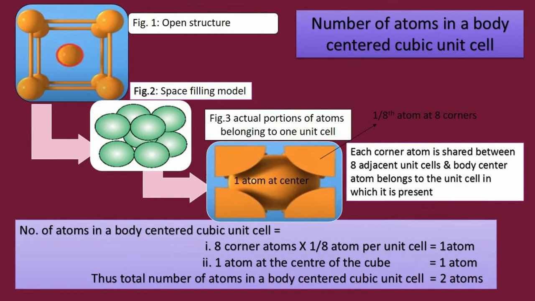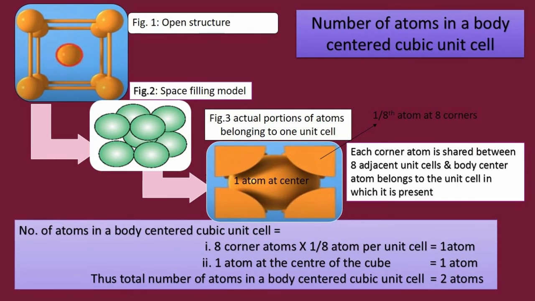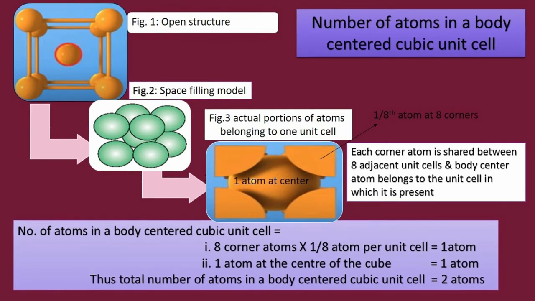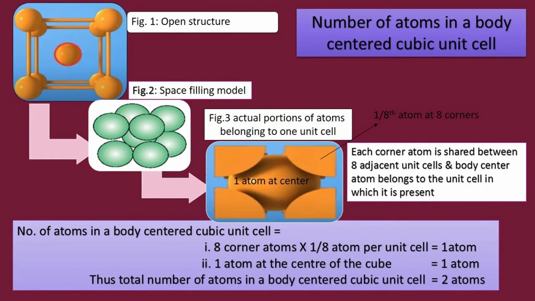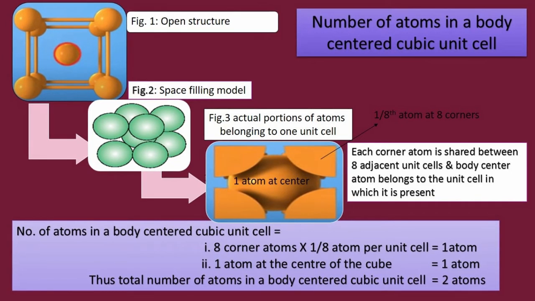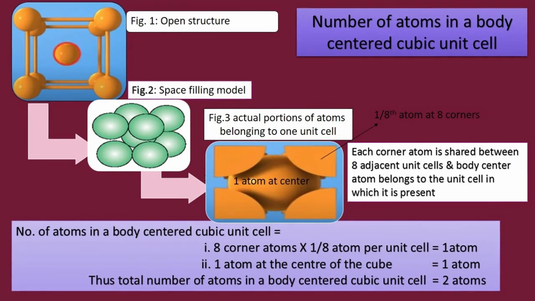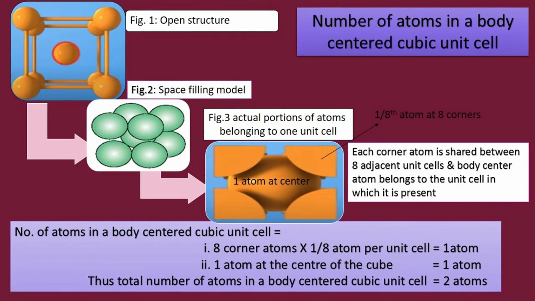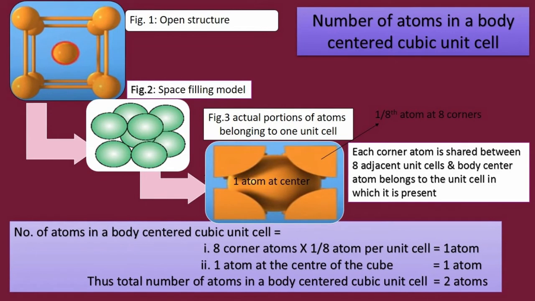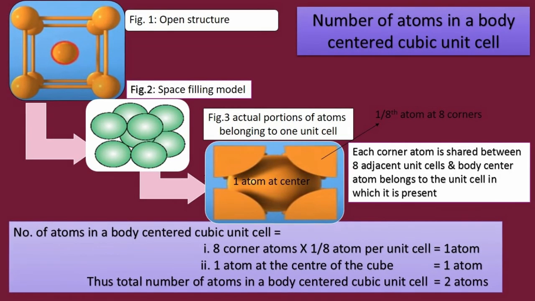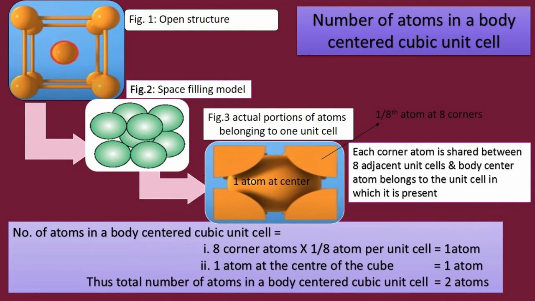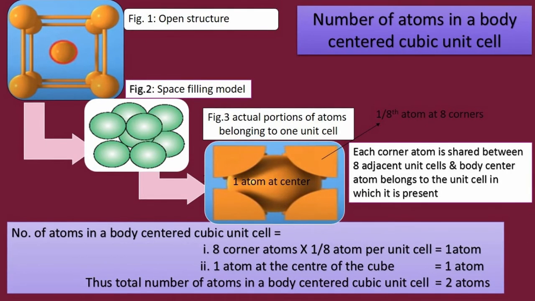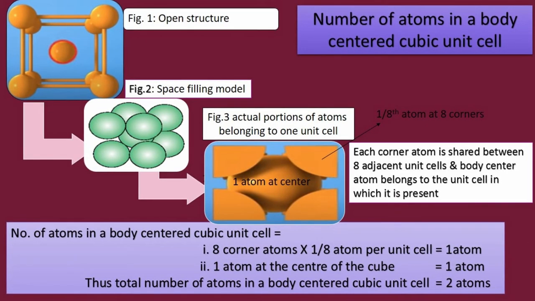Let us calculate the number of atoms present in a body-centered cubic unit cell. A body-centered unit cell contains 8 corner atoms and 1 atom at its body center, as shown in figure 1. In the open structure, distances between the atoms are greatly exaggerated. In reality, in the solid state, atoms are packed much more closely to one another, as shown in the space filling model, that is figure 2 here. The space filling model shows that the atoms touch the edges of the cell.